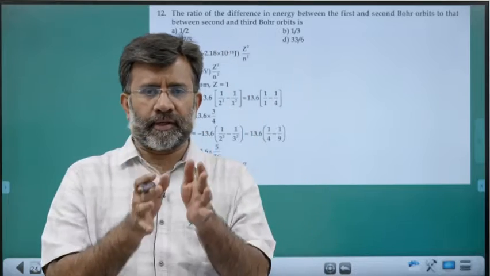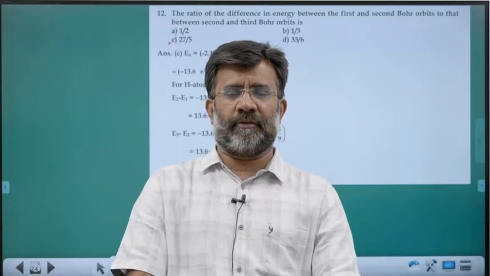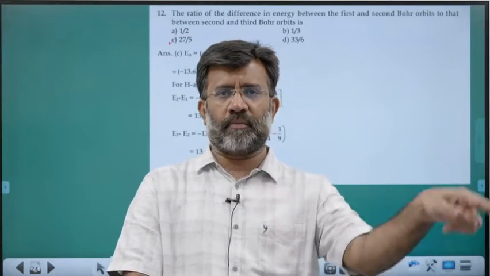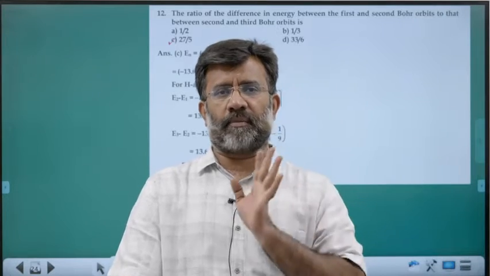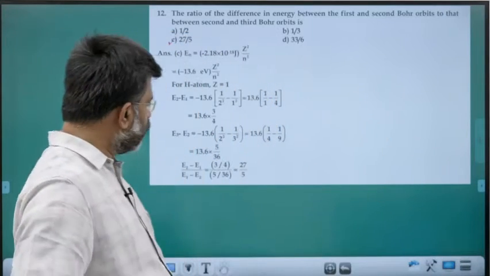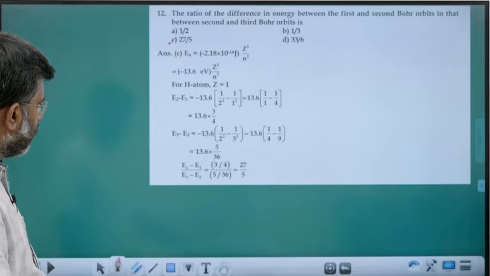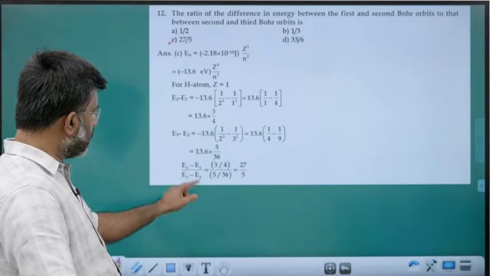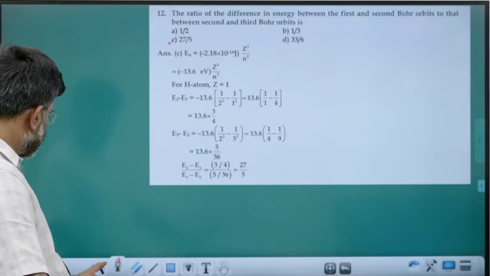So if you know the relation, you can directly approach the final result: 1 minus 1 by 4 by 1 by 4 minus 1 by 9. So it is 27 by 5. It is the E1, E2 difference over the E2, E3 difference. Next.